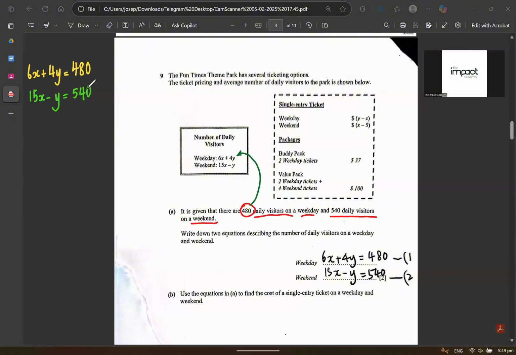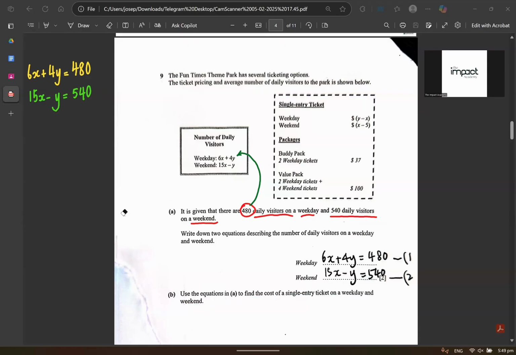And that's it. That is the first part. Do you agree or disagree? Nothing else to do. I know the answers are here, okay? But yeah, we don't really care about those. Make sense? Now, the moment you're done with forming the equation, the next thing you want to do is to answer the question. The question says, use the equation to find the cost of a ticket on a weekday and weekend.